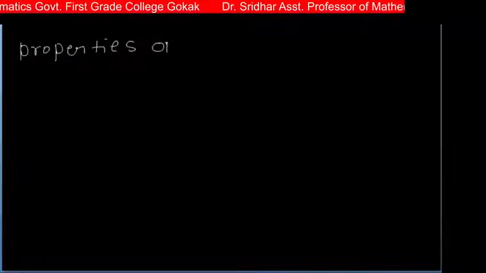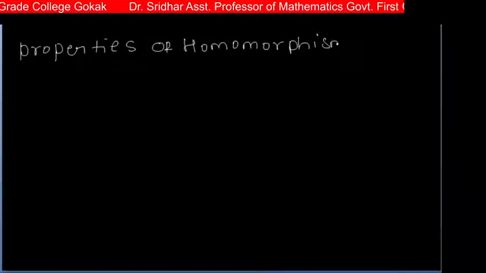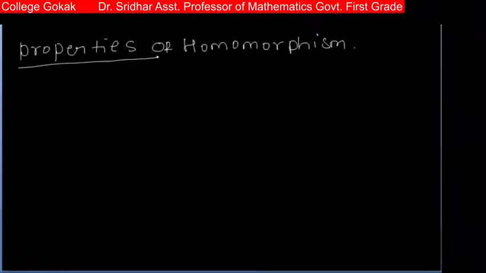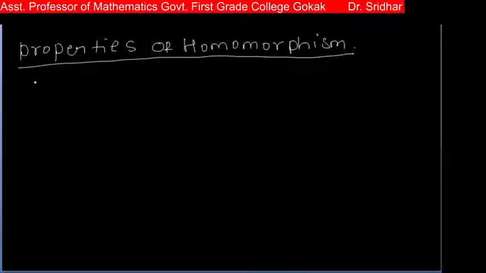So today we learn properties of homomorphism. These properties of homomorphism are in the form of theorems. So first, that is theorem 1.